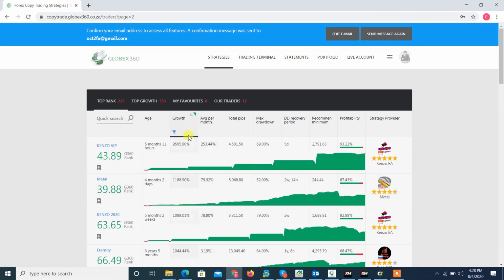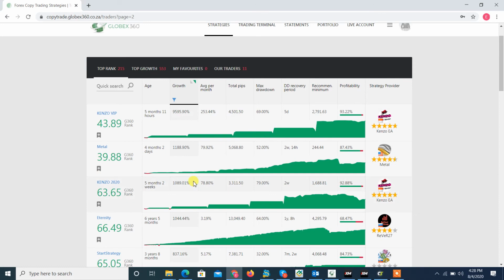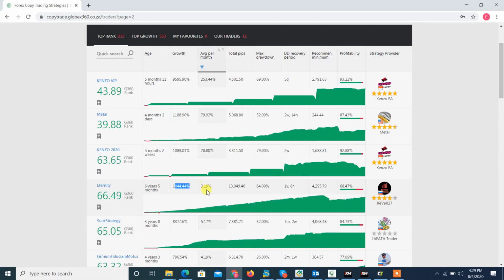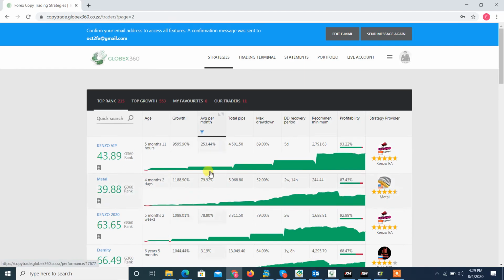From there, another thing that you can do is look at average per month, because other people have higher percentages made, right? But then their average per month is low. For example, Eternity over here, he's had 1,000% growth, right? But he's only making 3.9% per month, more than Star Strategy over here, who's making 5% a month, but has less overall growth on the account, right?